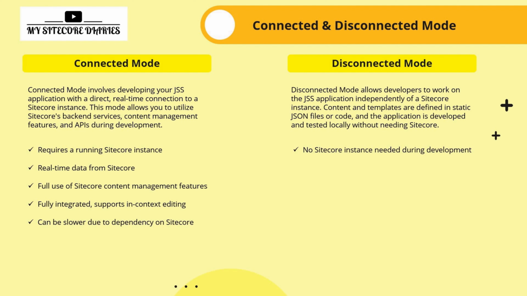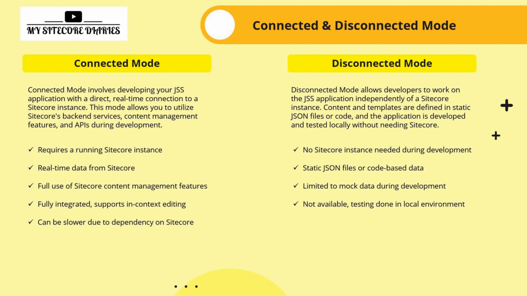Whereas disconnected mode, no Sitecore instance needed during the development. Static JSON file or code-based data. So data which is used is completely static, limited to the mock data during the development. So you are using the mock data for development of your application. Not available, testing done in local environment, and faster as it is independent of Sitecore.